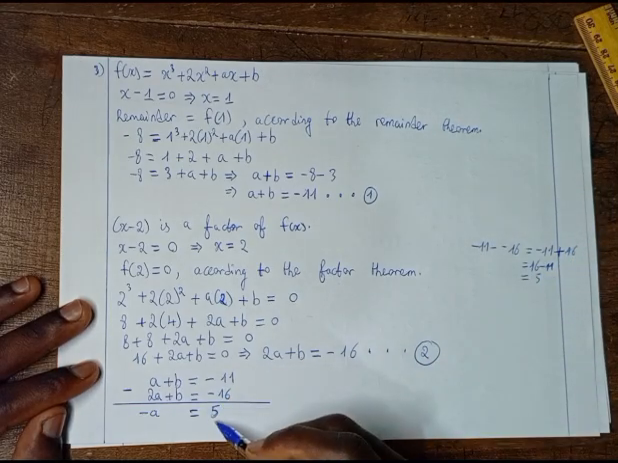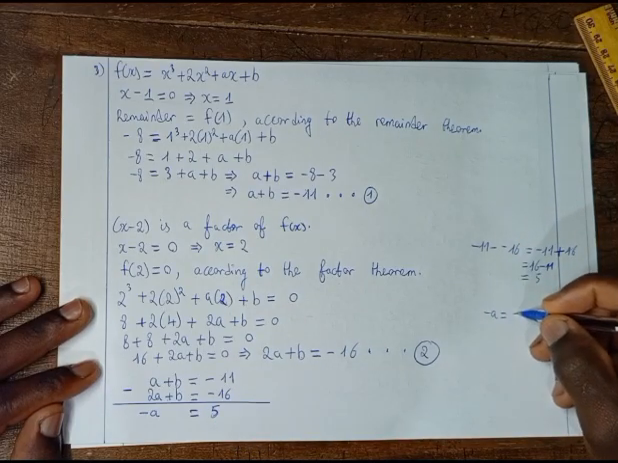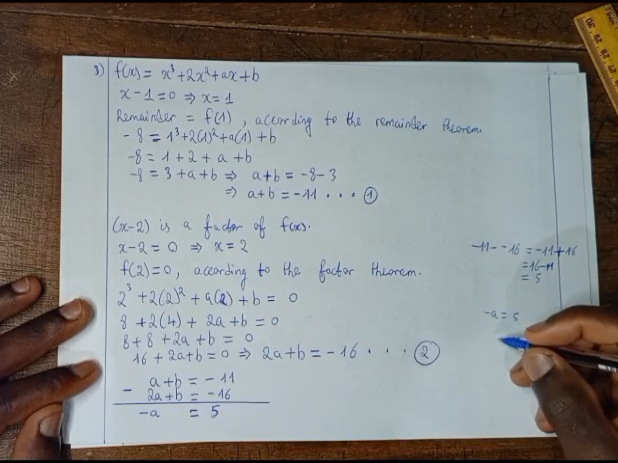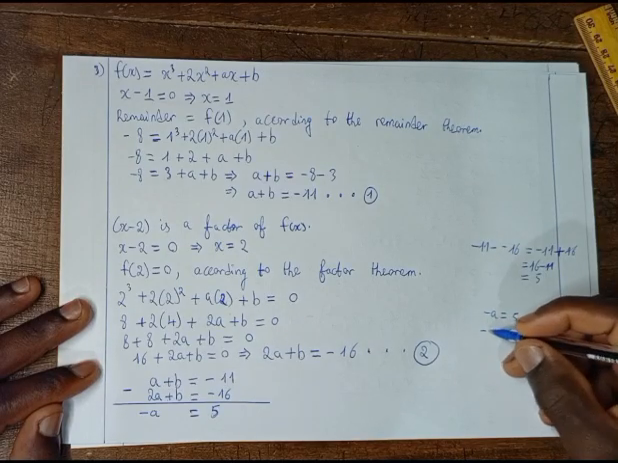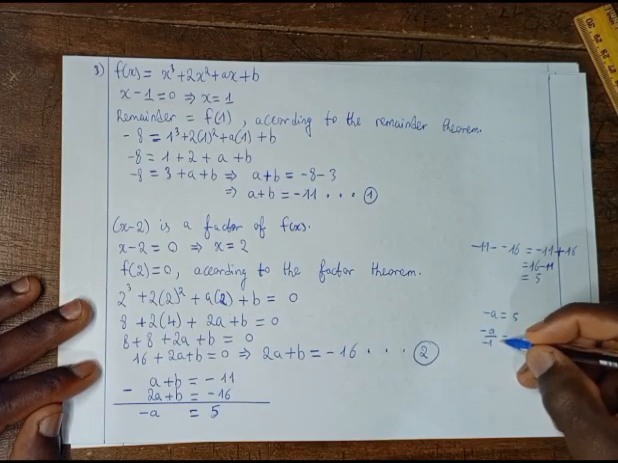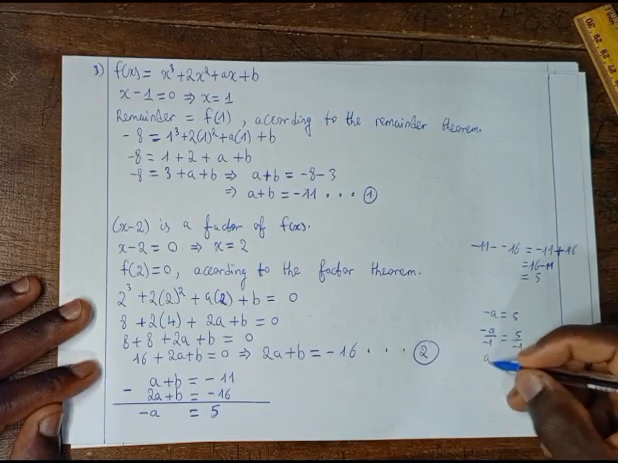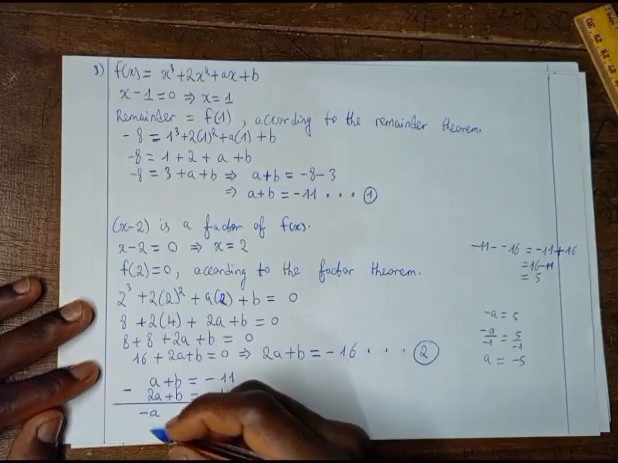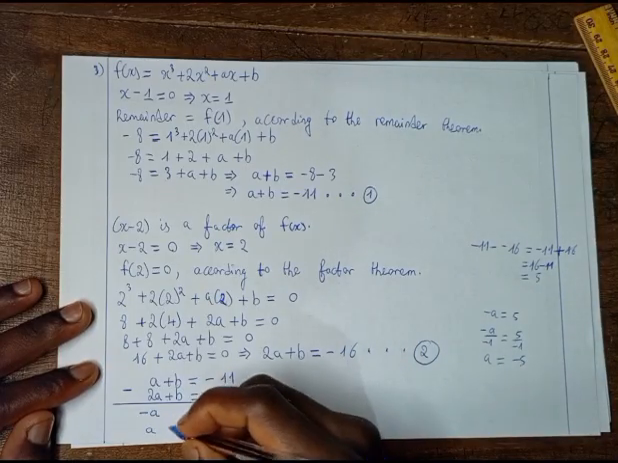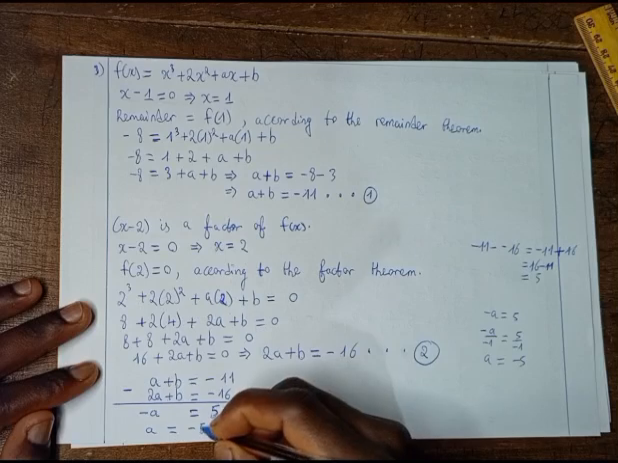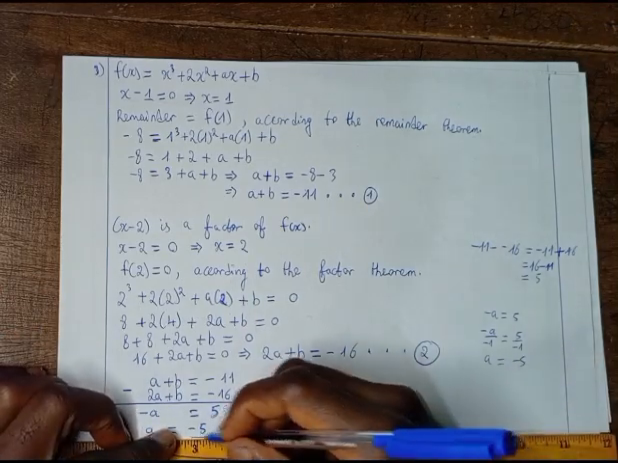We have negative a to be equal to 5. For us to get a, we are simply going to divide all through by the coefficient of negative a, which is negative 1. Negative a divided by negative 1 is simply equal to 5 divided by negative 1. This will give us a to be equal to negative 5. So this will simply imply that a will be equal to negative 5 as the value for a. I'll underline the value for a.